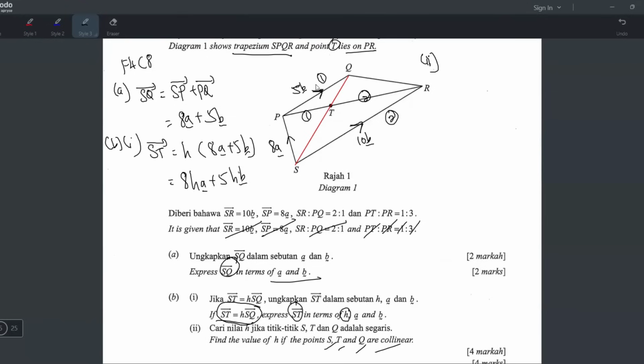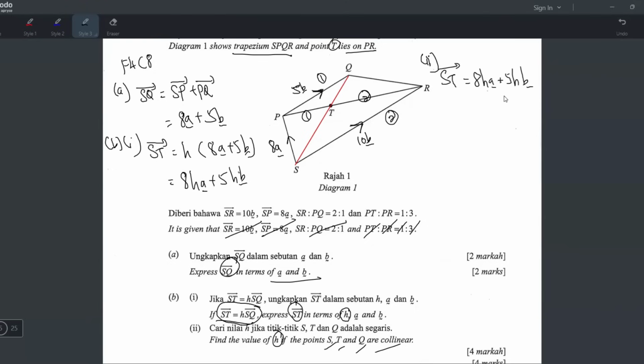Yeah. Okay. But if you're smart, you will take SQ because SQ already have. No, actually, SQ I won't take actually. I will take ST because I'm trying to find H, right? So I'm trying to involve the H in my working. So I think it's better I take ST. Yeah. So this is one of the vector that I will take.